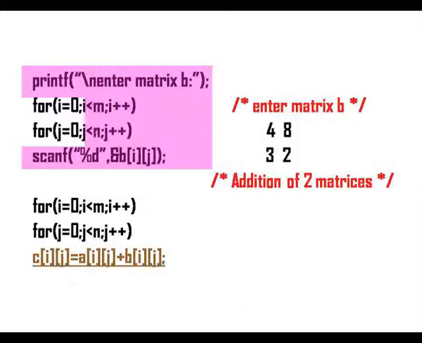Next we have to enter the second matrix because we need two matrices for an addition. So, using the same m and n I am entering the values for matrix B. Now, how am I doing this addition of two matrices? What is the concept involved?